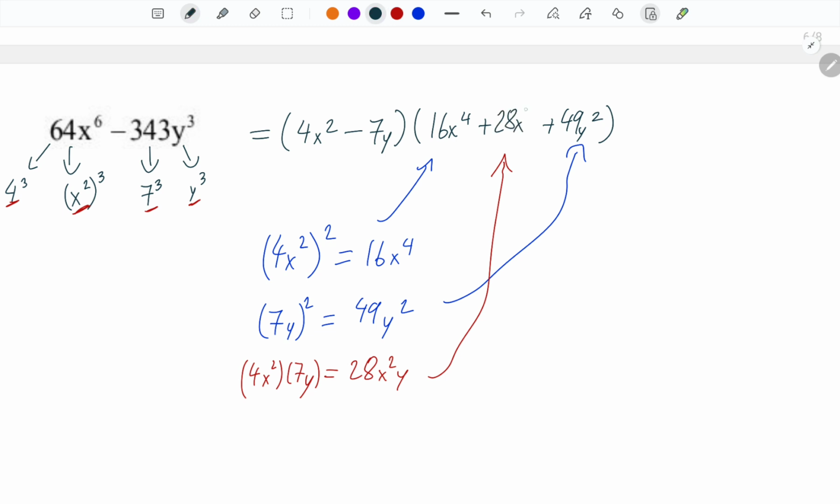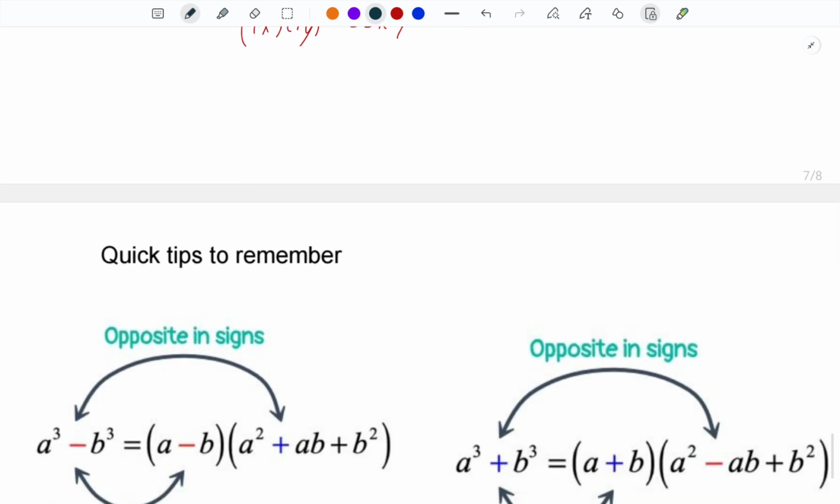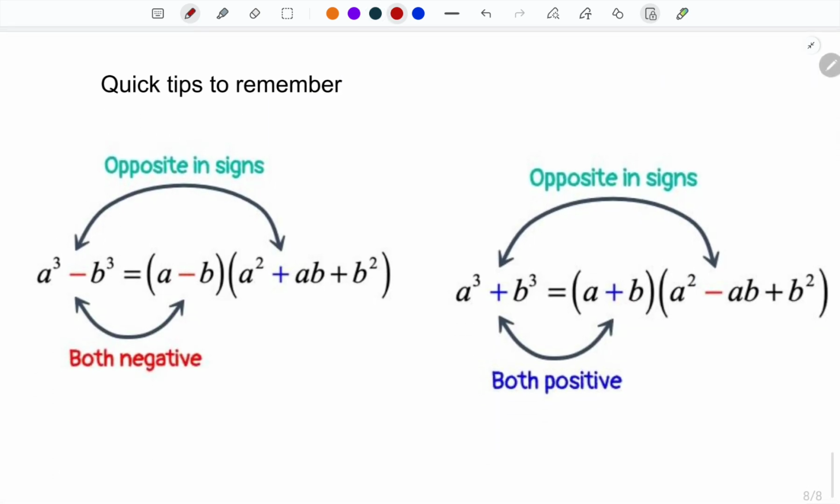So 28x squared y. It takes getting used to, but once you get more practice with it, you should get more used to that pattern of the square of the first part, the square of the last part, and the 2 combined together to get that second set of brackets. And this is part of remembering the sign. So a difference of cubes starts with negative and then flips to a positive, whereas if you have a sum of cubes, you start with a positive and then you flip to a negative.